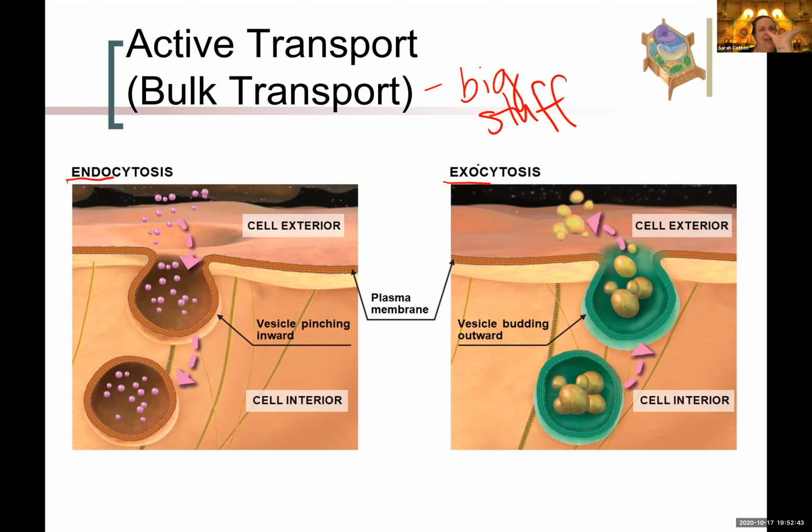So imagine that my hand is the membrane, okay? If some big bulky thing is going to move inside of the cell, what happens is the plasma membrane makes a dimple, right? And it gets deeper and deeper and deeper until it pinches off. And so this thing right here is just a little pouch of plasma membrane, and we call it a vesicle. So a vesicle is a little pouch of membrane that is used to transport something around the cell.